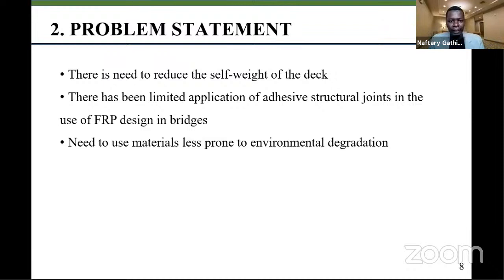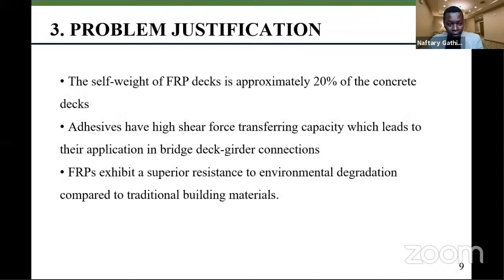Then when you move now, now we have understood what you want to do, then you move to the justification. You justify that use of FRP deck reduced by 20% is okay. Then adhesive FI shear, that's a justification. Now you see, when you go to FRP exhibit a superior resistance to environmental degradation, again, the flow breaks. It breaks the flow, because that one could have been at the start, why we are in FRP. So in the first statement, FRP reduction in weight as well as the issue of environmental degradation. Then the issue of this and all that. So rearrange them. Then the objectives will change. We'll have to change this.